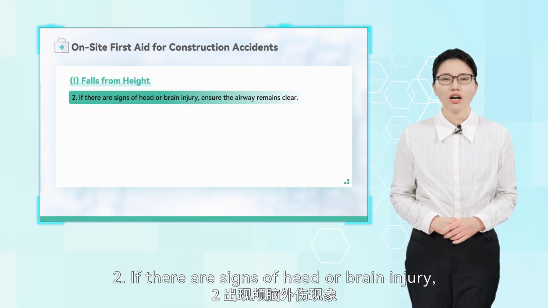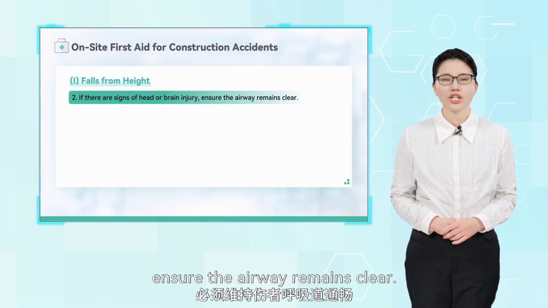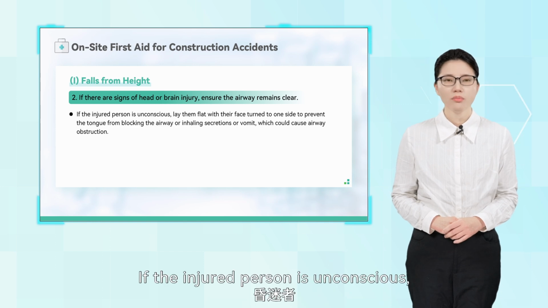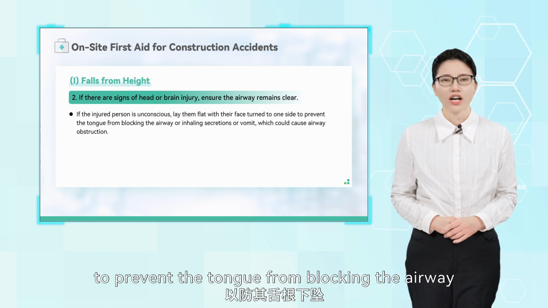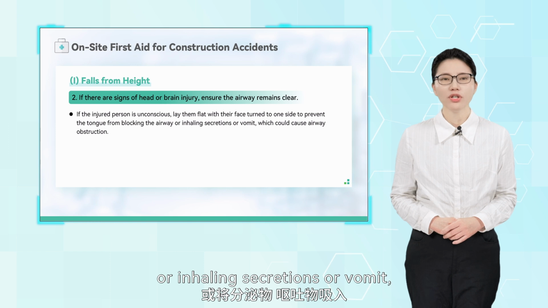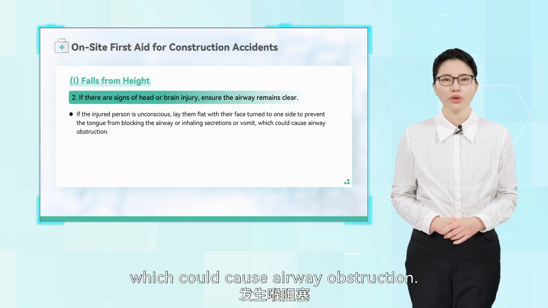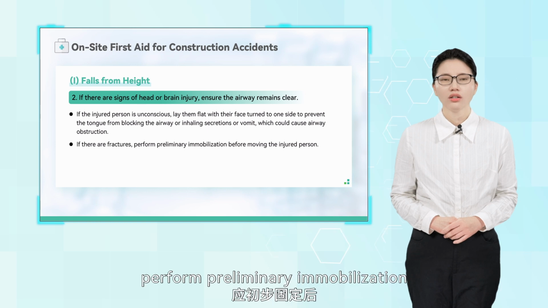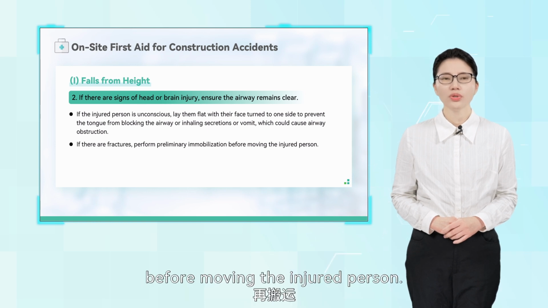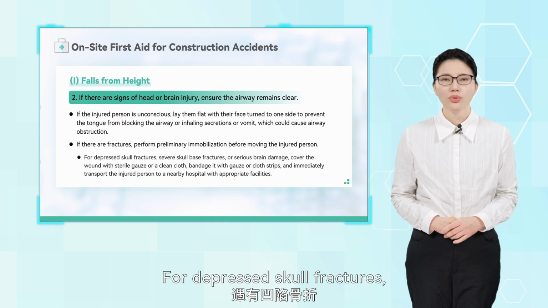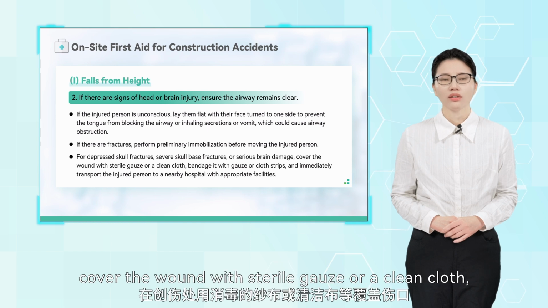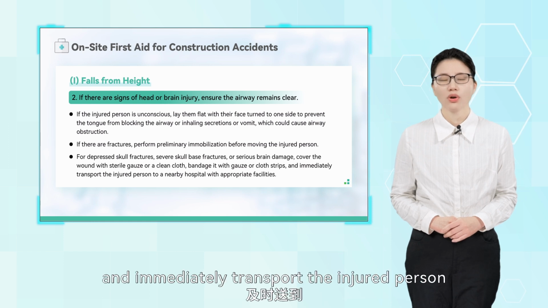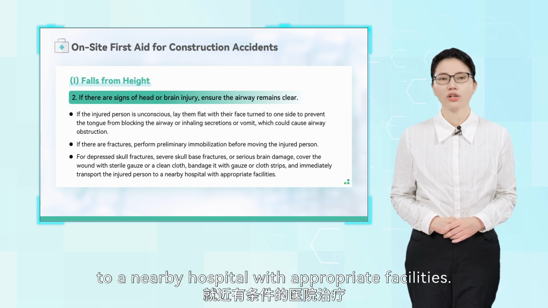2. If there are signs of head or brain injury, ensure the airway remains clear. If the injured person is unconscious, lay them flat with their face turned to one side to prevent the tongue from blocking the airway or inhaling secretions or vomit, which could cause airway obstruction. If there are fractures, perform preliminary immobilization before moving the injured person. For depressed skull fractures, severe skull base fractures, or serious brain damage, cover the wound with sterile gauze or a clean cloth. Bandage it with gauze or cloth strips, and immediately transport the injured person to a nearby hospital with appropriate facilities.